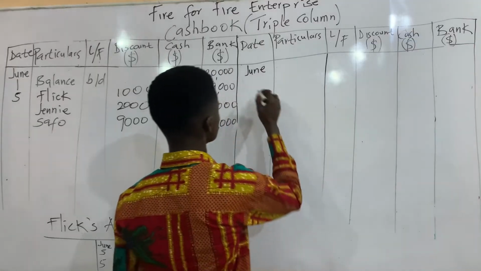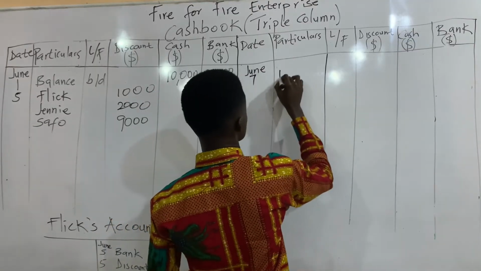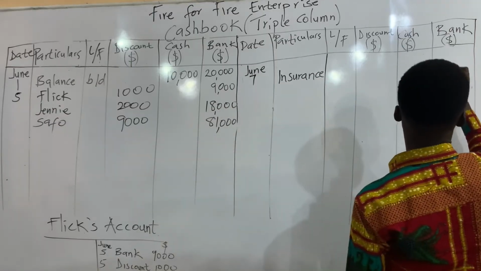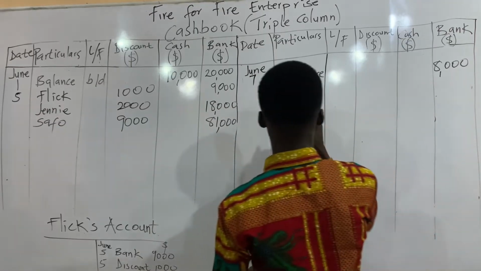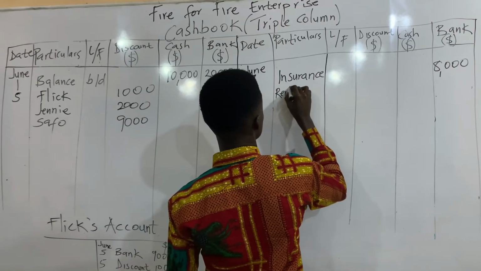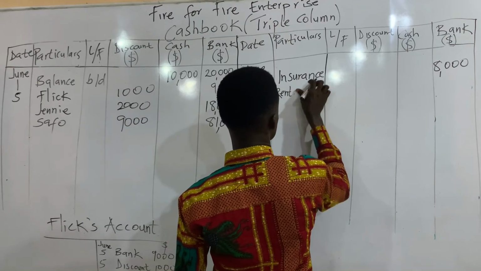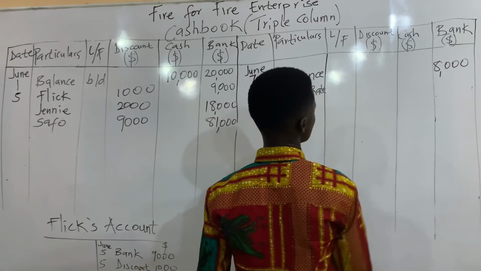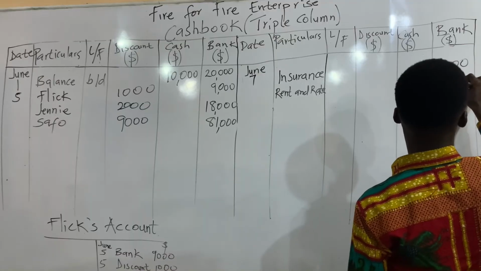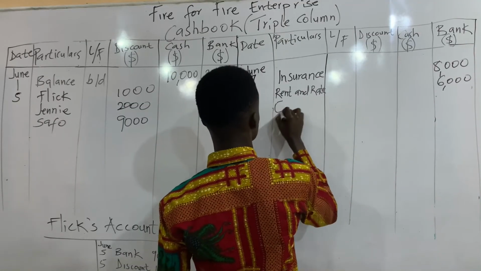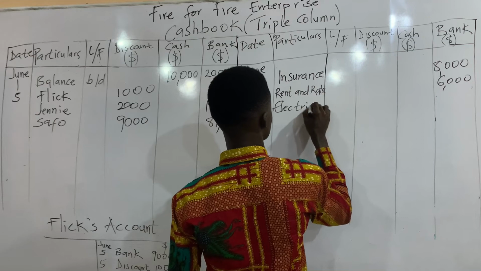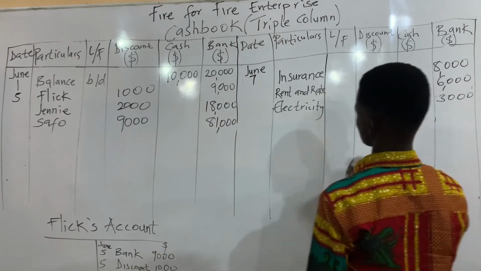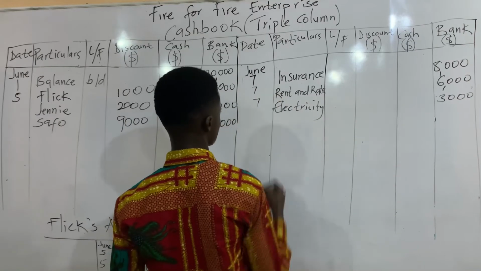So it took place on June 7th. The first expenses is insurance, and we paid $8,000. The next expenses is rent and rates. We paid $6,000, and the last expenses is electricity, and these two we paid $3,000. They all took place on June 7th.